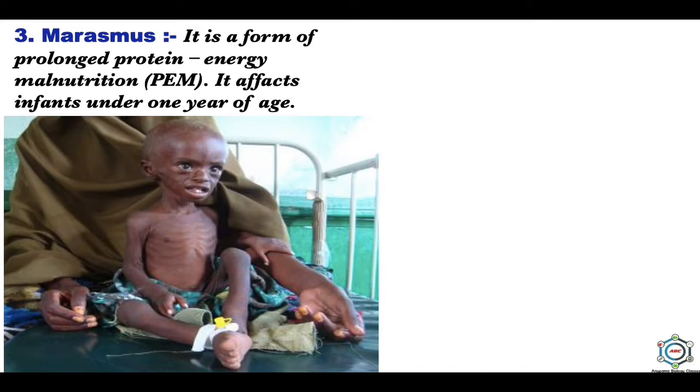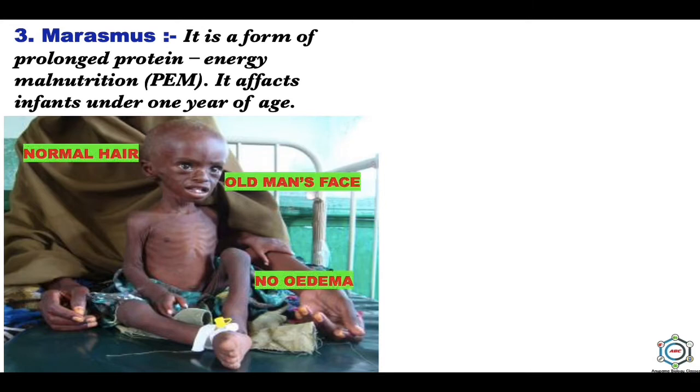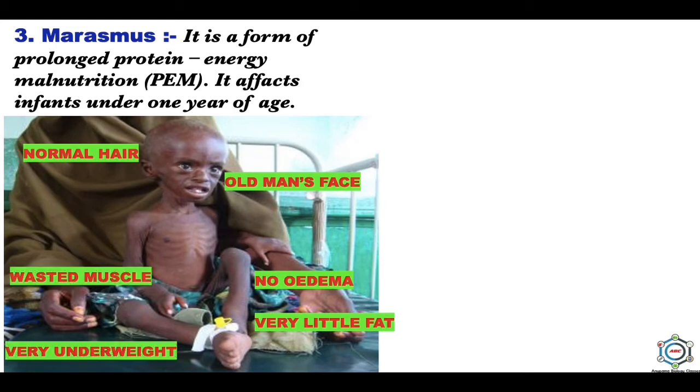The symptoms of this disease are normal hair, old man face, no edema, very little fat, wasted muscles, very underweight. This leads to diarrhea because digestion and absorption of food is stopped due to atrophy of digestive glands and intestinal mucosa. The cure of the disease is that adequate protein and proper calorie values should be given to the infants.